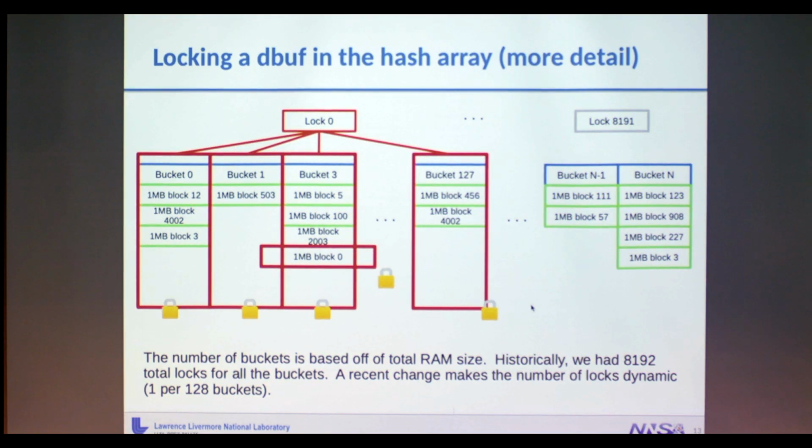So when you had all this lock contention going on, you could be holding a lock that other parts of the block device wouldn't be able to access either. Luckily, a recent change that Brian Behlendorf checked in makes it dynamic, so that there's just one lock per 128 buckets.